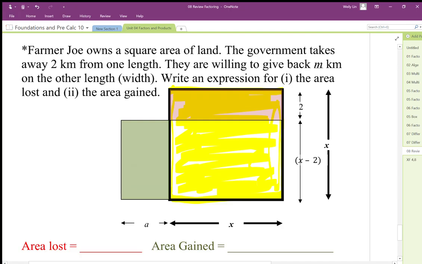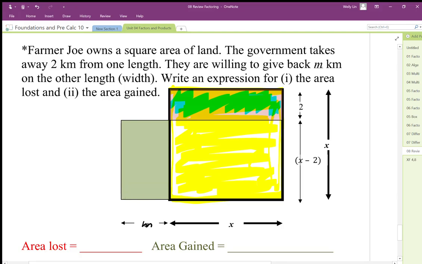Now, the government takes away 2 kilometers from one length. So they're going to take away this piece here. So this is going to go away. That's no longer his. And they're going to give him back some length m along the other edge. So in this case, I should change that variable here. So this is m. They're going to give him this land to compensate for taking away this land. Maybe they need to build a road through there or something. So they're taking away the length and giving him some width.